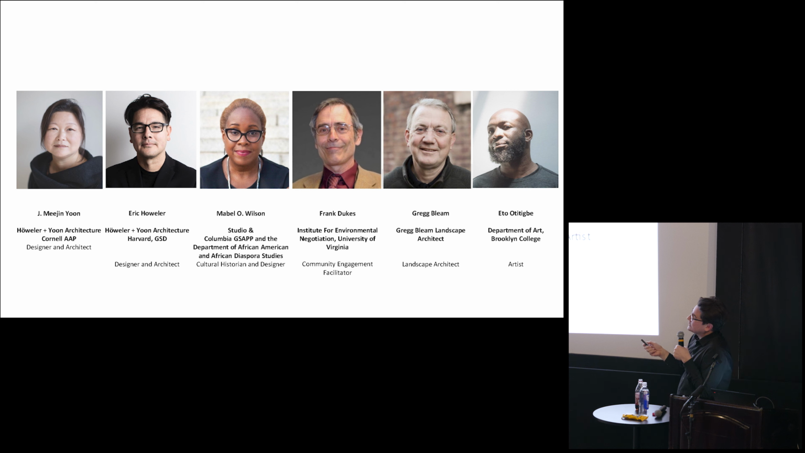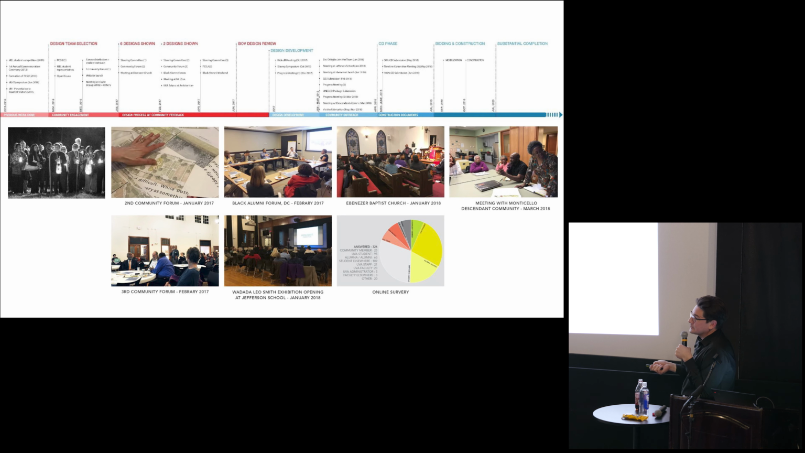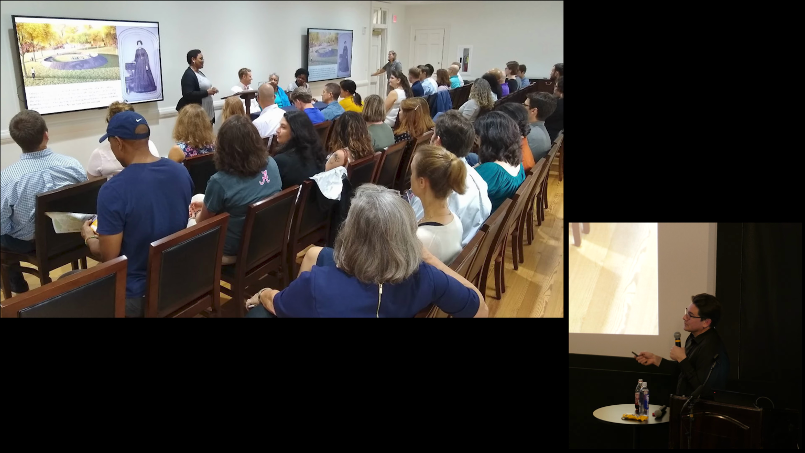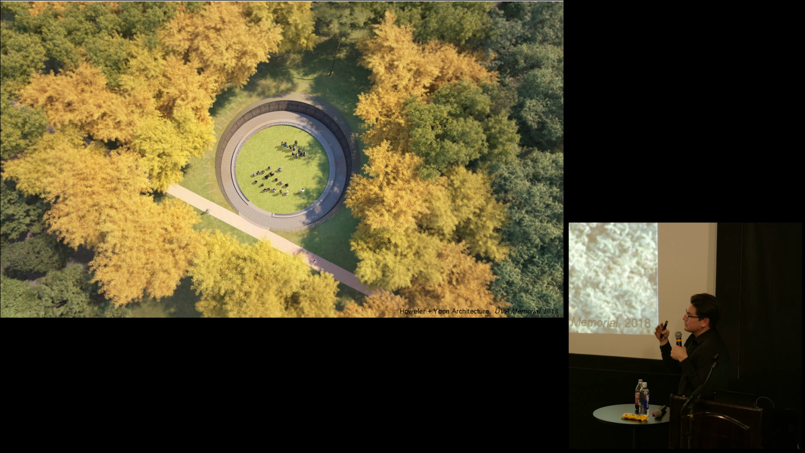We put together a team to do this with Mabel Wilson, who's a historian, and Frank Dukes and Greg Bleam and Eto Otutigbe to design the UVA Memorial to Enslaved Laborers. This was our project from a few years ago. But we didn't know what a memorial to enslaved laborers was, and so we went through a 6-month process with the community, with the descendants, with the university, with staff and students and historians and scholars and archaeologists. And before we drew anything, we spent 6 months listening and trying to figure out what might it be.